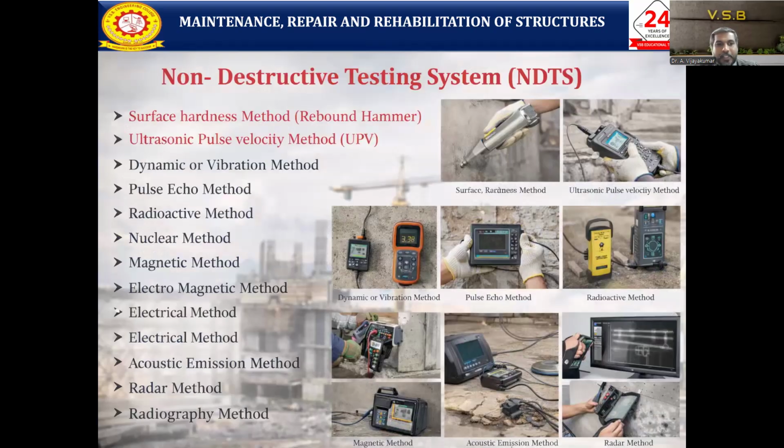Okay, there are many NDT techniques available: rebound hammer, UPV, dynamic, pulse and radioactive method, nuclear method, magnetic method, electromagnetic method, electrical method, acoustic emission method, radar method, radiographic method. These are the many systems available. For concrete, commonly we use the first 2 methods. One is the surface hardness method, the rebound hammer method, and the second one is the ultrasonic pulse velocity method, that is called the UPV method. So these 2 methods are commonly familiar for our concrete structures, and we are going to discuss them elaborately.